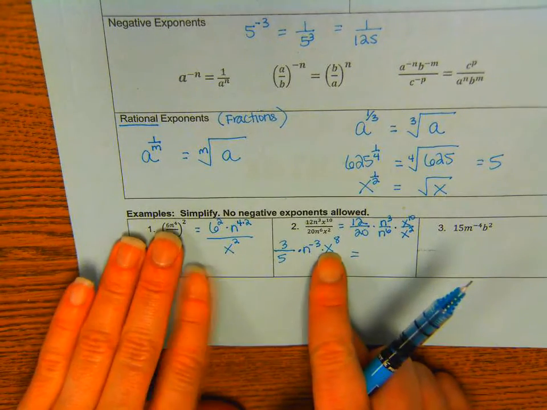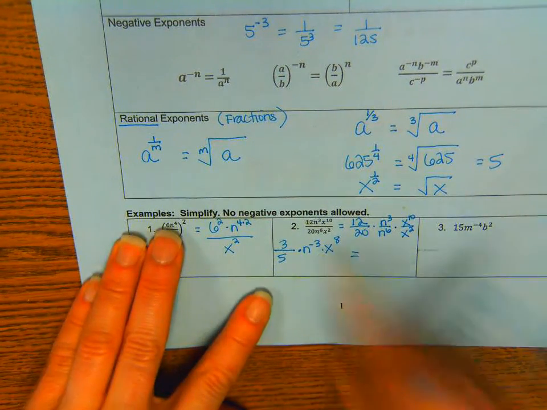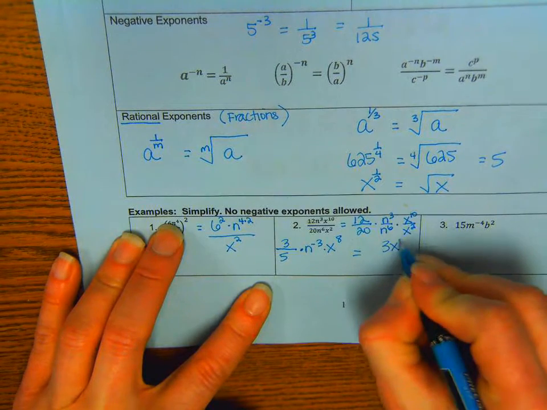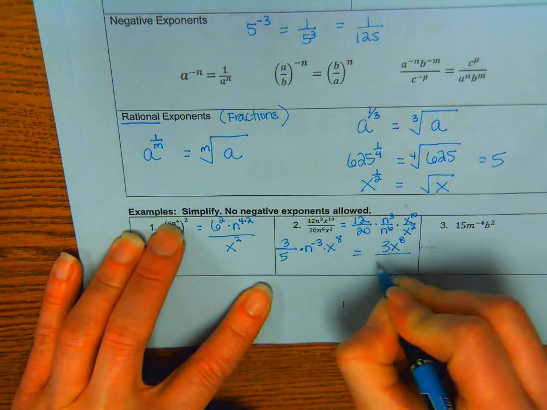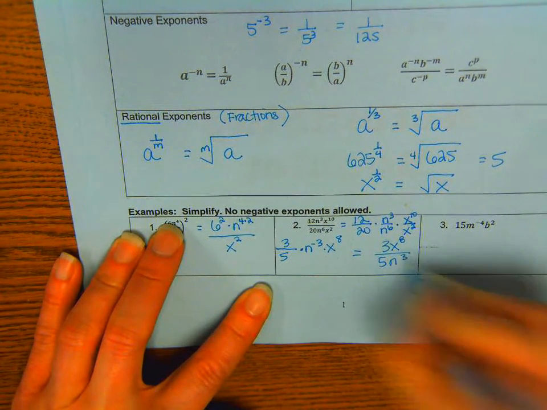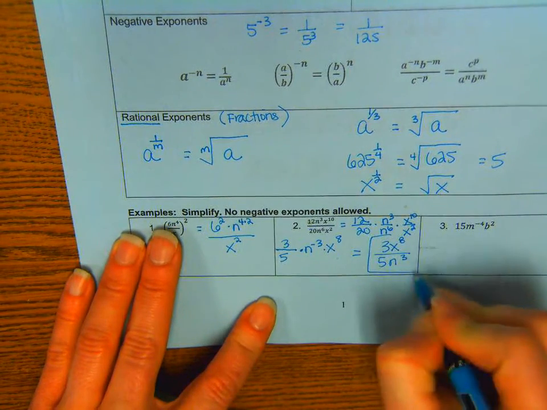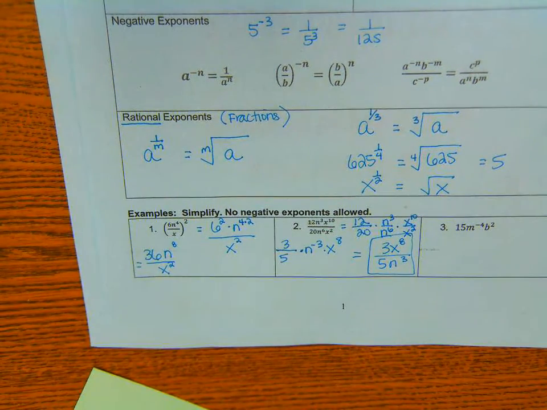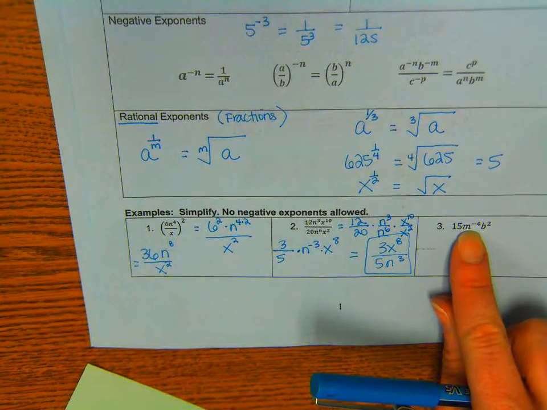That's about as complicated as we'll get with those, putting things together. Alright, let's just do the same thing. How would we rewrite m to the negative fourth? 1 over m to the fourth. So what things go on top? 15 and b squared, and this goes on the bottom over m to the fourth. Making sense so far?